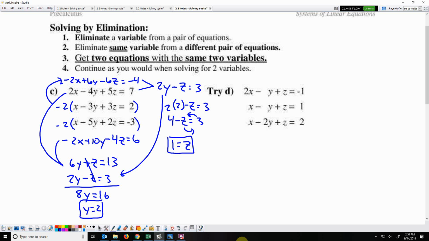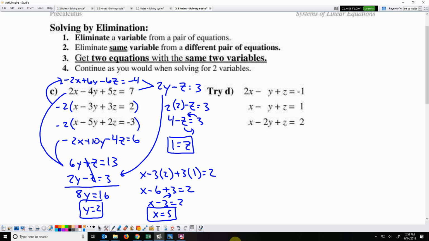Okay, now I need to plug those 2 into whatever equation I want in order to get x. I will choose the middle equation. x minus 3 times y plus 3 times z equals 2. So that's x minus 6 plus 3 equals 2. Negative 6 plus 3 is negative 3. And I can add that 3 to the 2, and I get x equals 5.